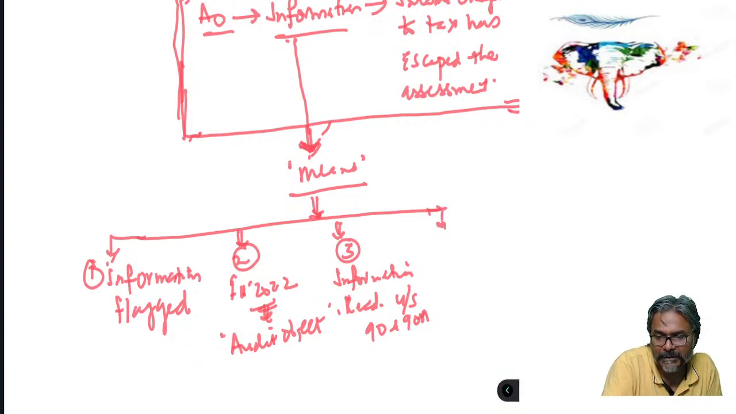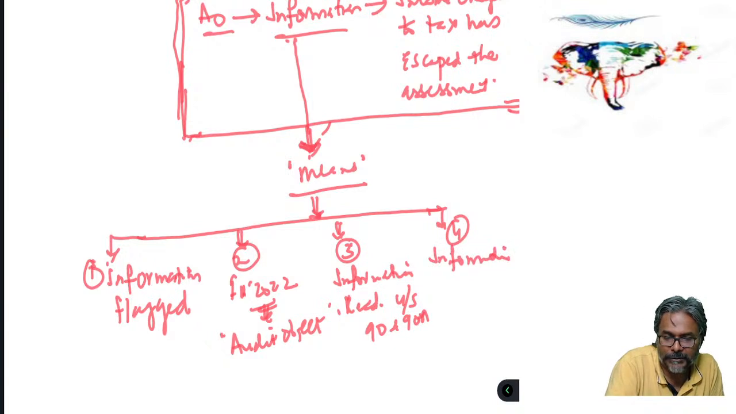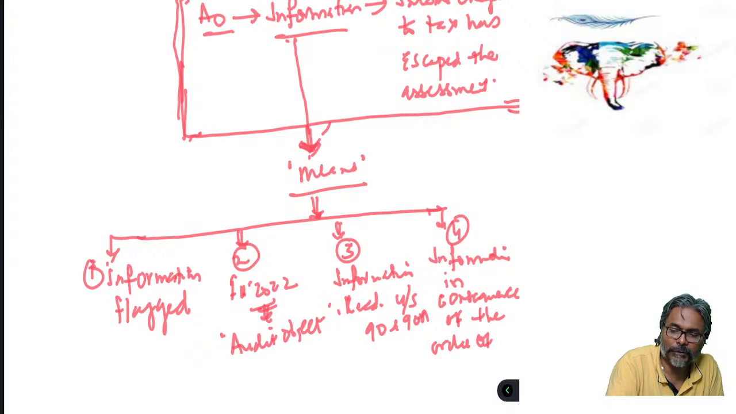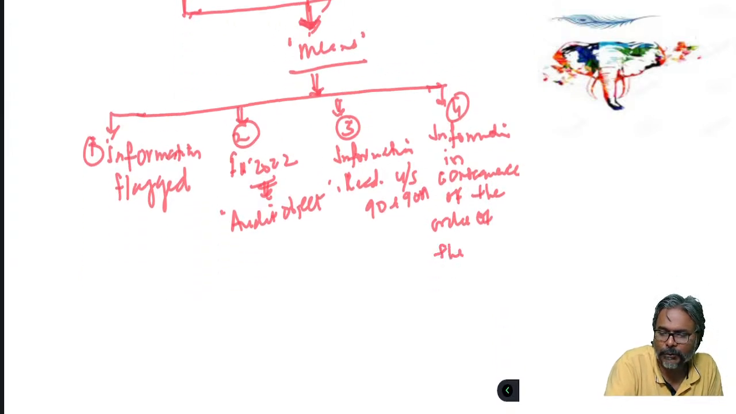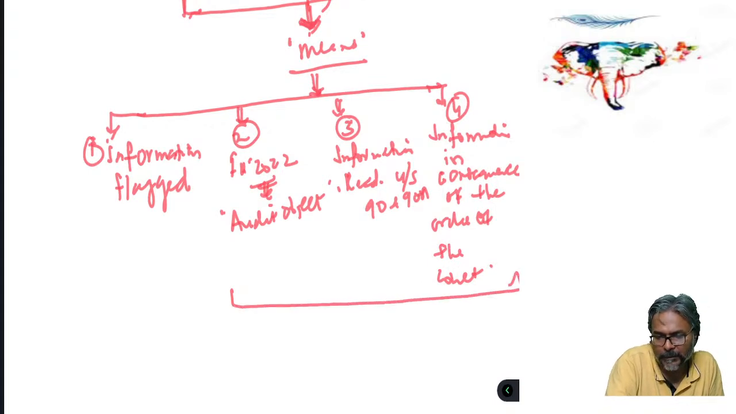And the last one is the information through the order of the court, that is, information in consequence of the order of the court. Now students, these are the amendment points. All these are the amendment points of the Finance Act 2022.